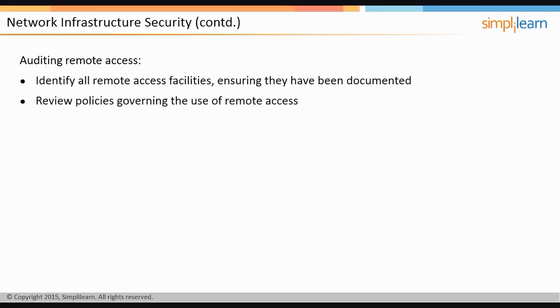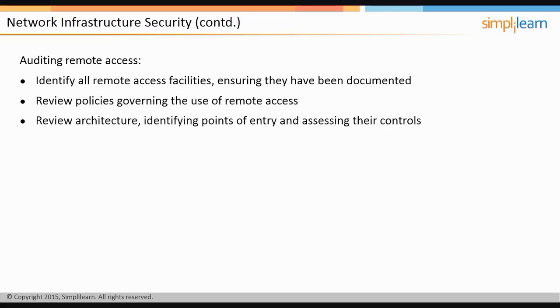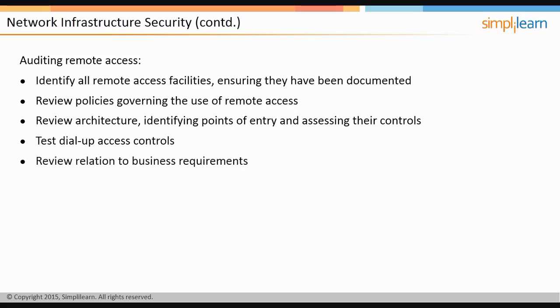Auditing remote access involves identifying all remote access facilities, ensuring they have been documented. Review policies governing the use of remote access. Review architecture, identifying points of entry and assessing their controls. Test dial-up access controls. Review in relation to business requirements.